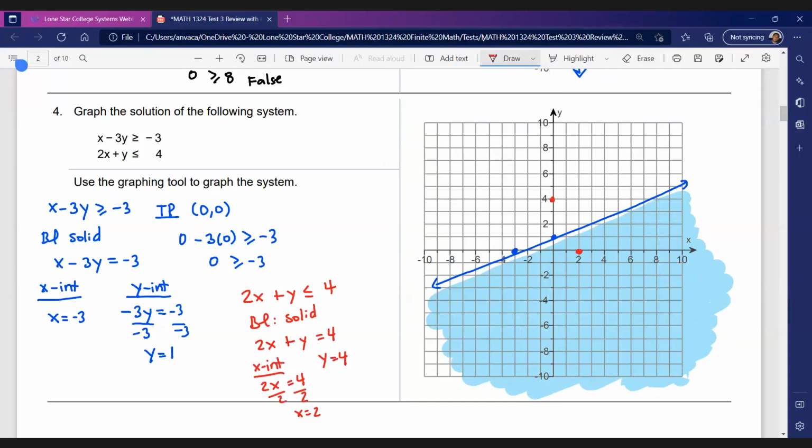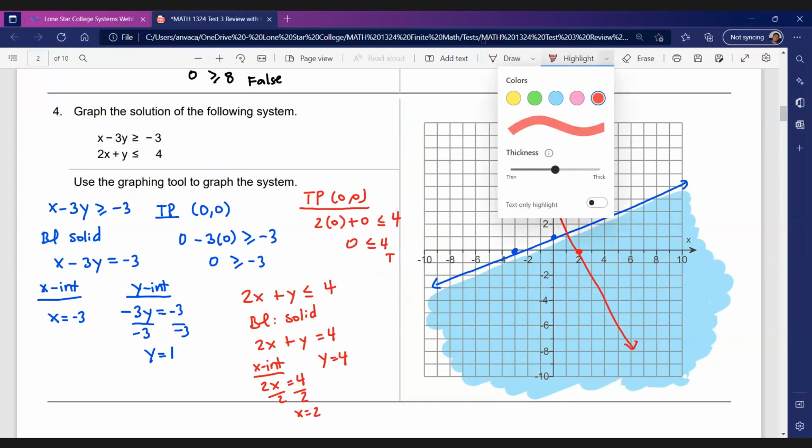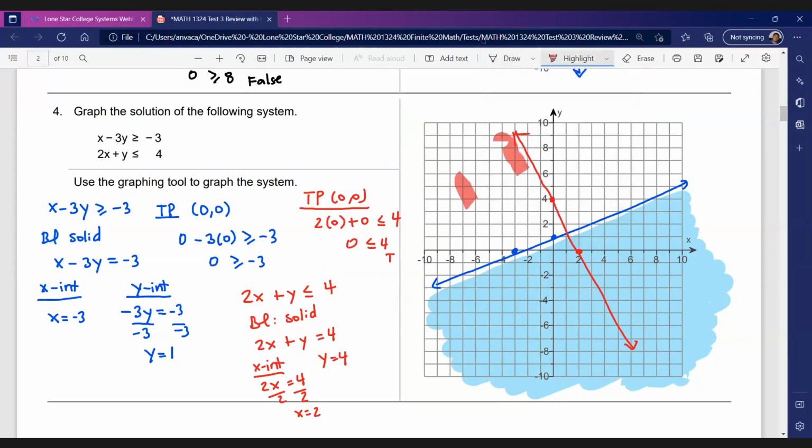Again, it is a solid boundary line, so we're connecting these two points with a solid boundary line. And now we need a test point. Hopefully we can once again agree that 0, 0 will be a good test point because it is not on the boundary line. Plugging it into the inequality, we have 2 times 0 plus 0 is less than or equal to 4. The left side is just 0, and 0 is less than 4. Therefore, we will go ahead and highlight this entire region.